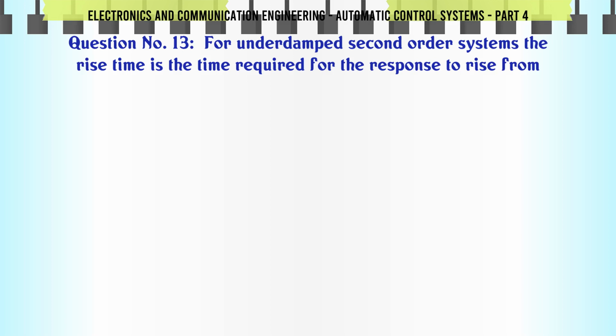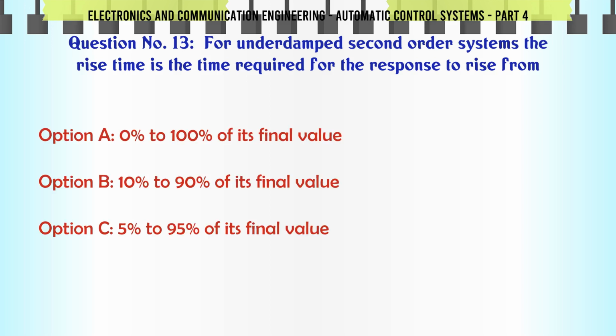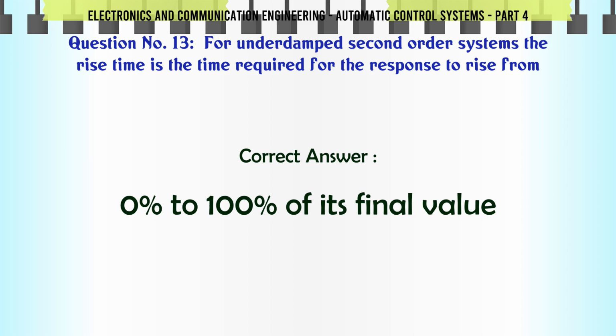For underdamped second-order systems, the rise time is the time required for the response to rise from A. 0 to 100% of its final value. B. 10 to 90% of its final value. C. 5 to 95% of its final value. D. Either A or B. The correct answer is 0 to 100% of its final value.